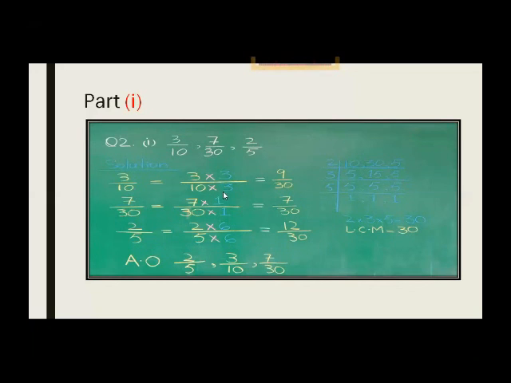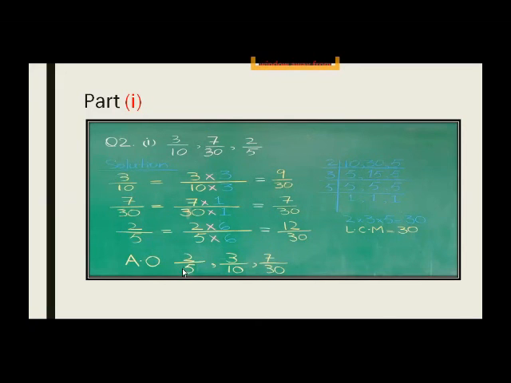The number you have selected for multiplication in the denominator, you will repeat in the numerator also. So 3 times 3 is 9 and 10 times 3 is 30. 7 times 1 is 7 and 30 times 1 is 30. 2 times 6 is 12 and 5 times 6 is 30. Now see, the denominators are the same, and in the numerator just arrange. Ascending order means 9, 7, 12. Which number is smaller? 7. So 7 upon 30.